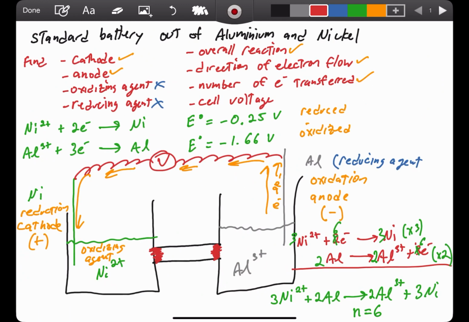So if we go back here, we found the cell voltage, oxidizing agent, reducing agent. We found everything in here. Okay, well, hopefully that helps you with the nickel aluminum problem. As always, if you have questions, please make sure that you contact me.